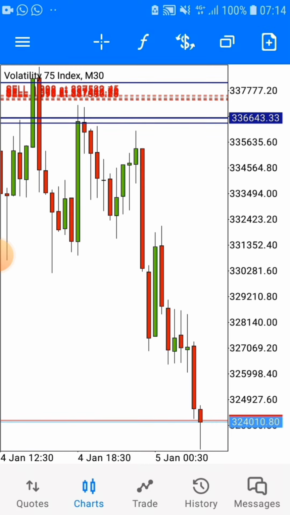One way to manage your emotions is to have a clear trading plan in place. This should include your entry and exit points as well as your risk management strategies. By following a plan, you can avoid making impulsive decisions based on fear or greed.